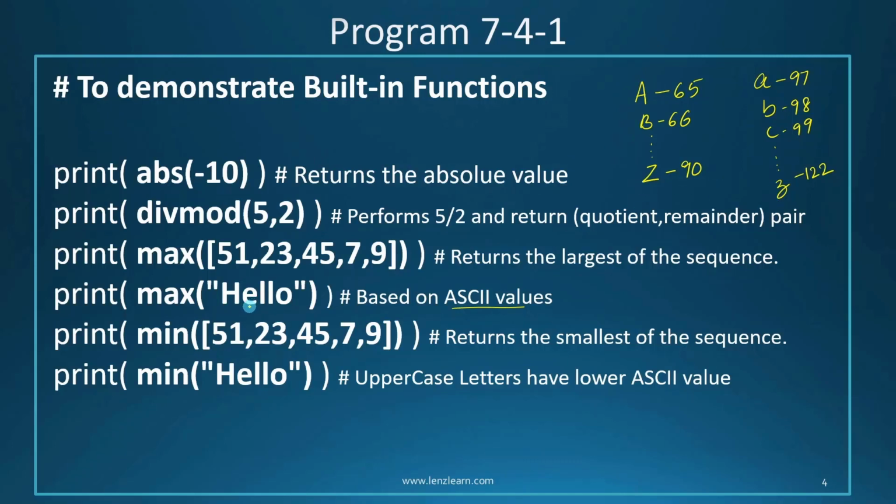And here, when you check ELLO, you can understand O has the largest ASCII value when you see this list. So the answer will be O. Now the fifth print statement will print the minimum value from the sequence, so the answer is going to be 7. And the last print statement will find the minimum value from this string, and of course you know that all capital letters' ASCII value is less than all small letters, so the answer is going to be capital H.